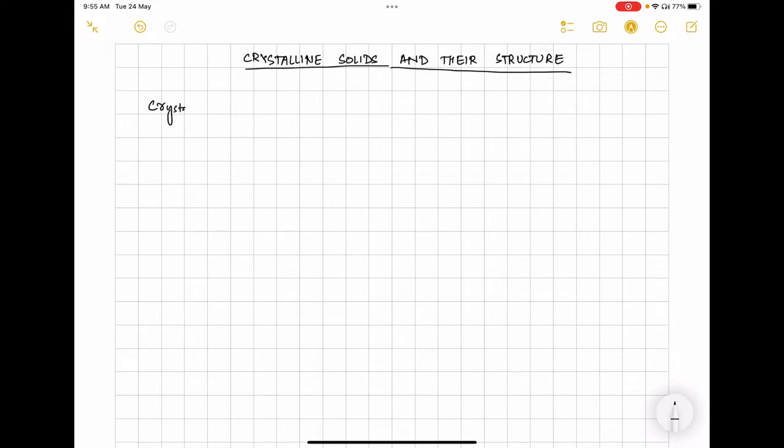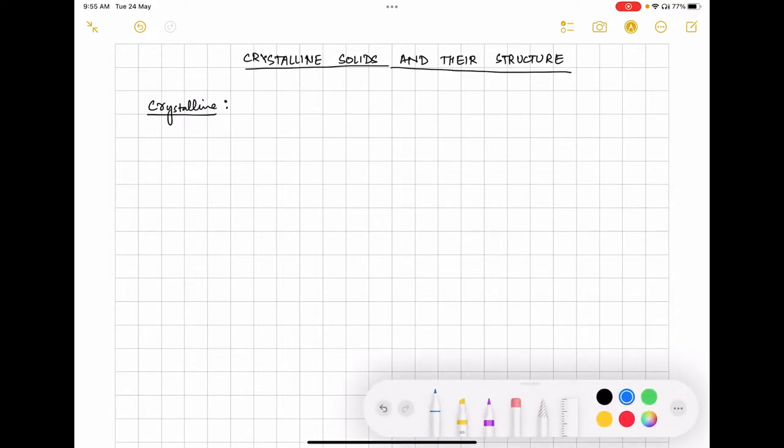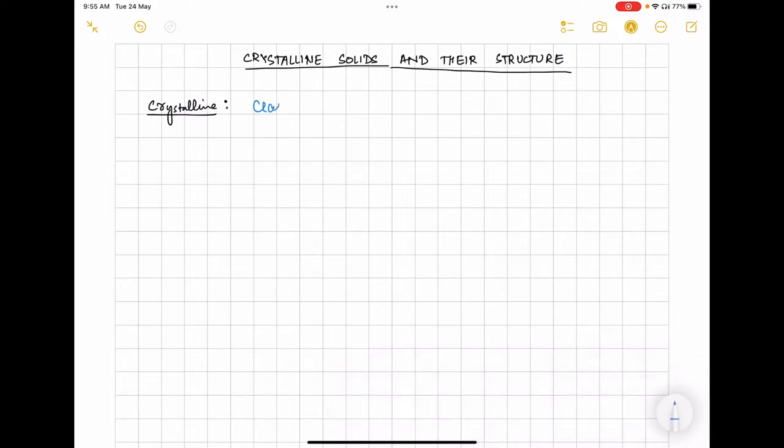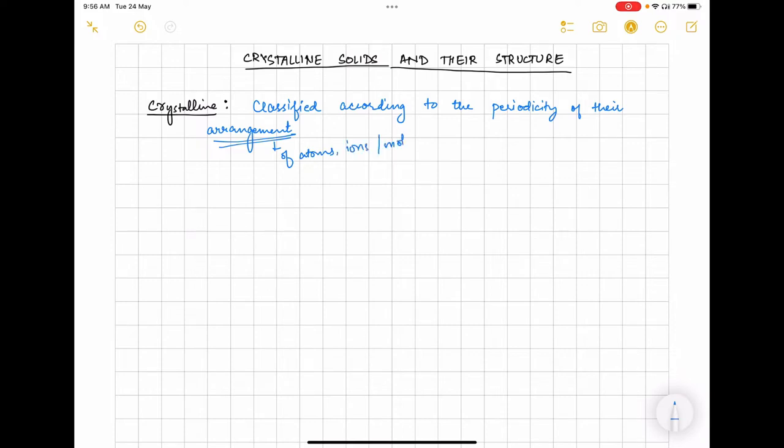So what is meant by the term crystalline? This is a very commonly heard term. So the solid materials can be classified according to their arrangement. They are classified according to the periodicity of their arrangement, rather. So what is this arrangement? That is the arrangement of atoms, ions, or molecules.